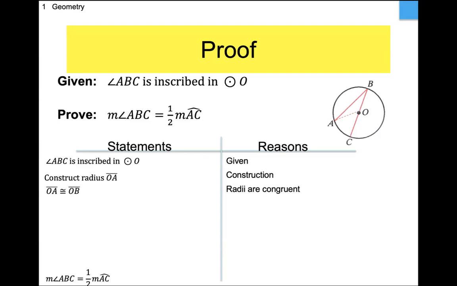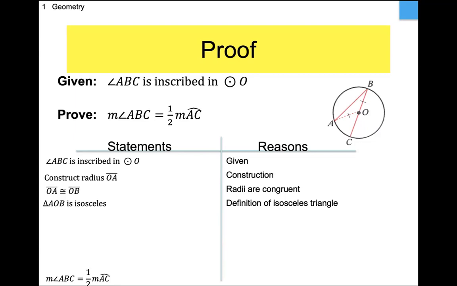Now, if OA is congruent to OB, there's the tick marks there. Look at the triangle. Well, we've got an isosceles triangle. And I know that in an isosceles triangle, the angles opposite the congruent sides are congruent to each other. So that means angle A and angle B are congruent.